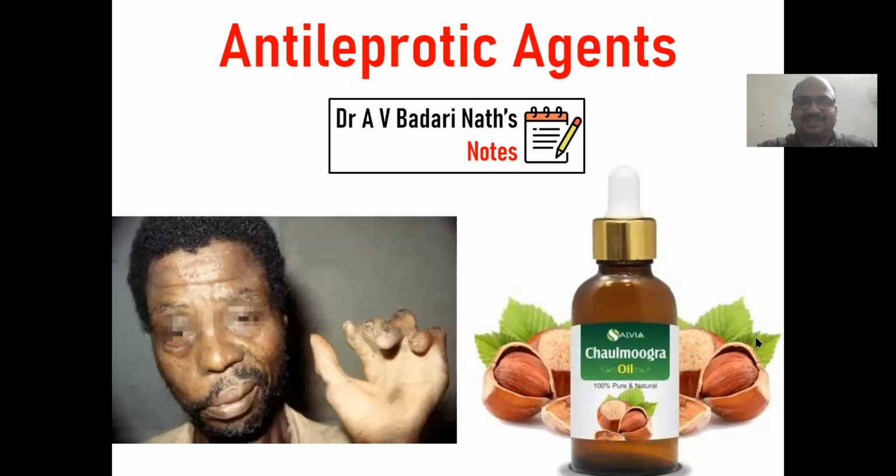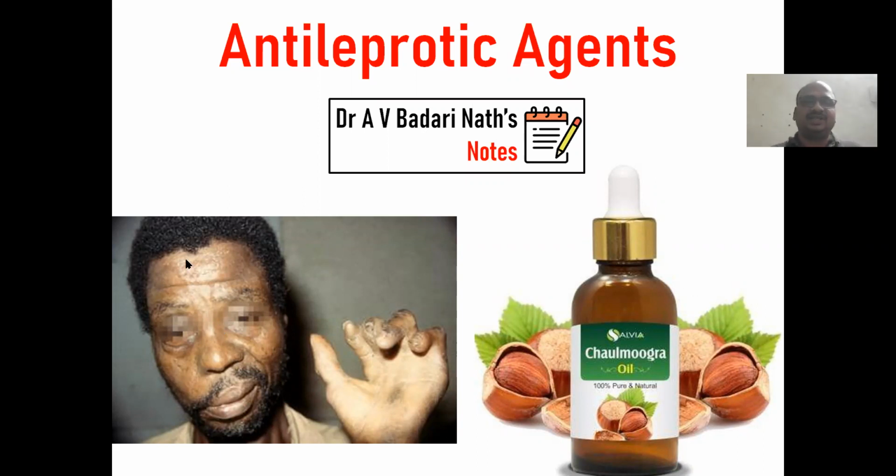Hi students, this is Dr. Badrinath and today is a very small topic. Within 10 minutes we can complete one entire concept of anti-leprotic agents. Here only 3 drugs are important, not the entire concept, only 3 drugs. I will tell you what the 3 drugs are and how to keep them in your mind.